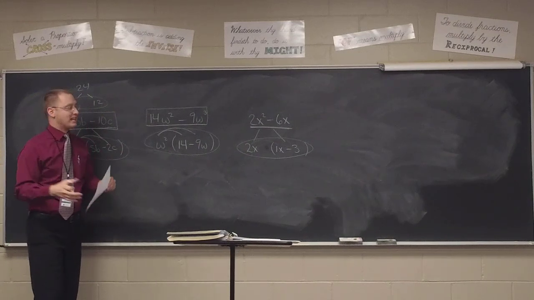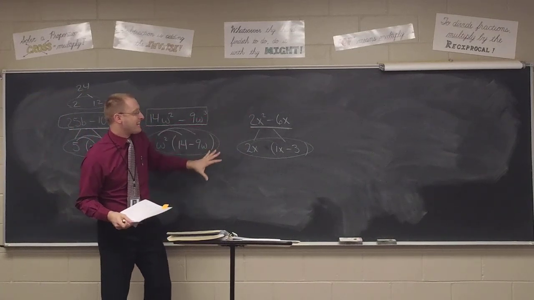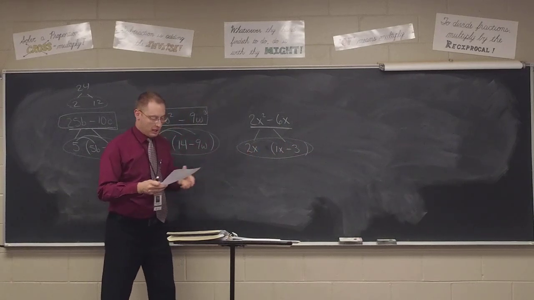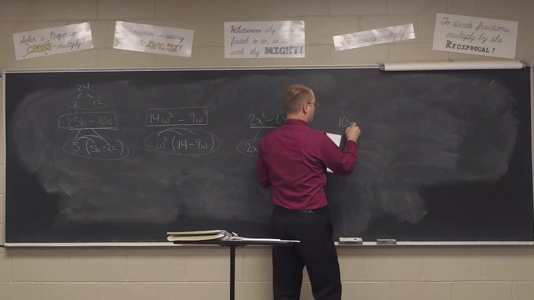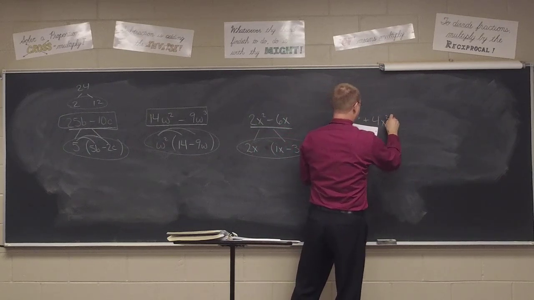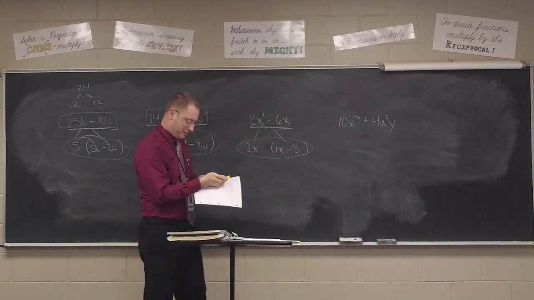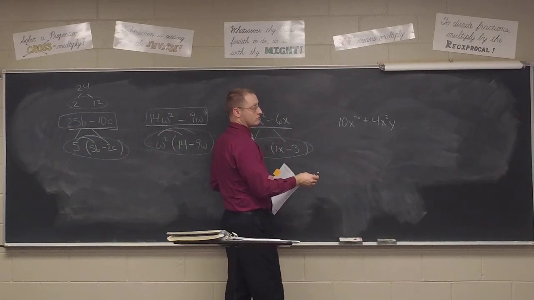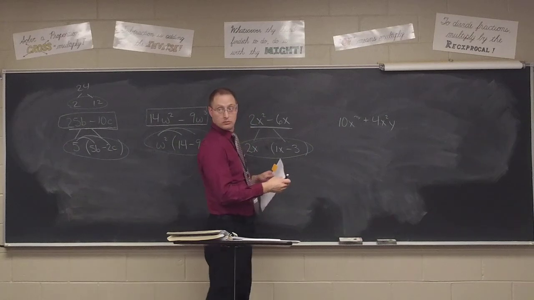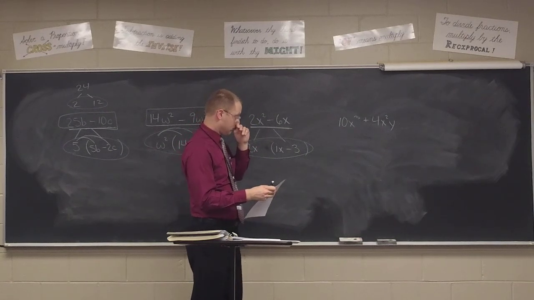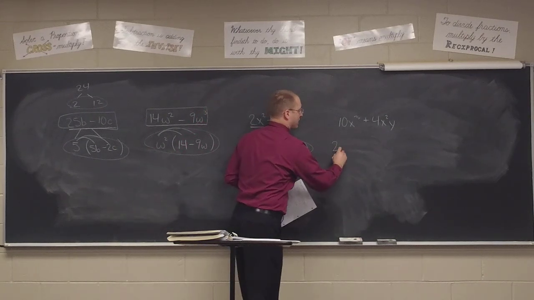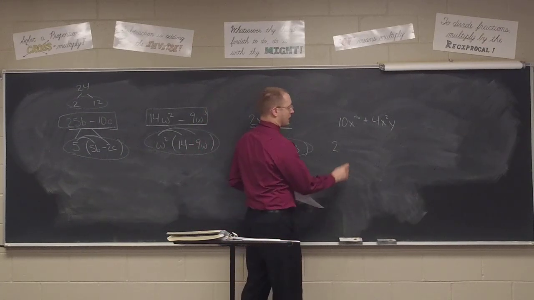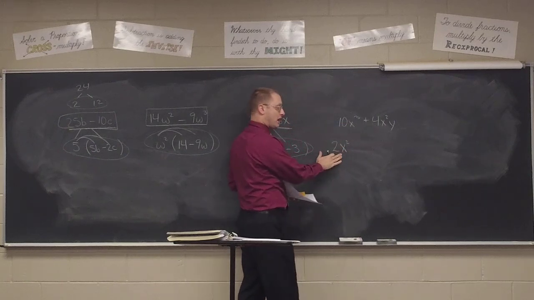Do you see what we're doing? We're taking one polynomial, and we're breaking it down into a common monomial and a remaining polynomial. How about this one, Joshua? 10x cubed plus 4x squared y. Do you see any numbers common? A 2. All right, do you see any letters common? X squared. All right, so there's our common monomial.